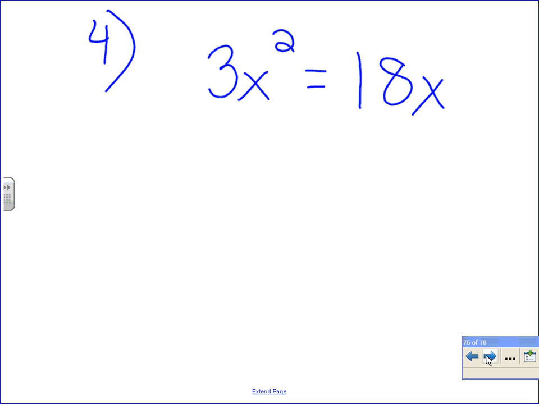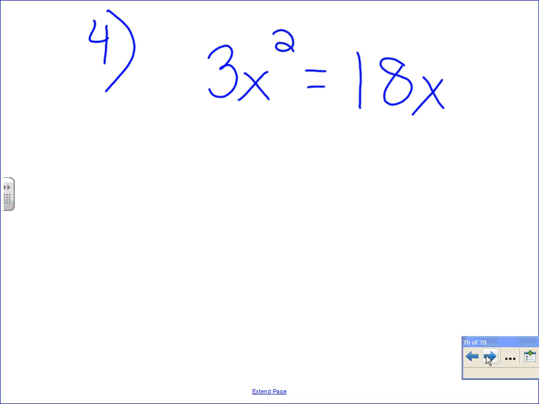Okay, my first question for you is, after you write it down, how many solutions will this problem have? How many solutions will this problem have, Andrew? Good. How do you know 2? Good. The highest exponent is 2, so it's going to have 2 solutions.